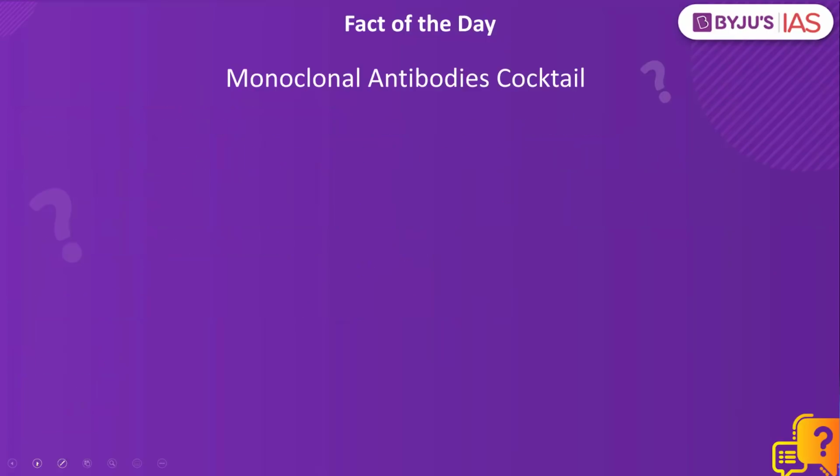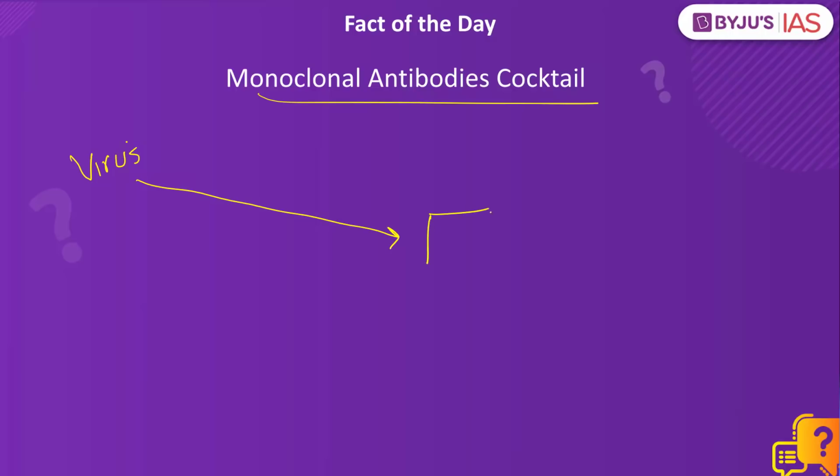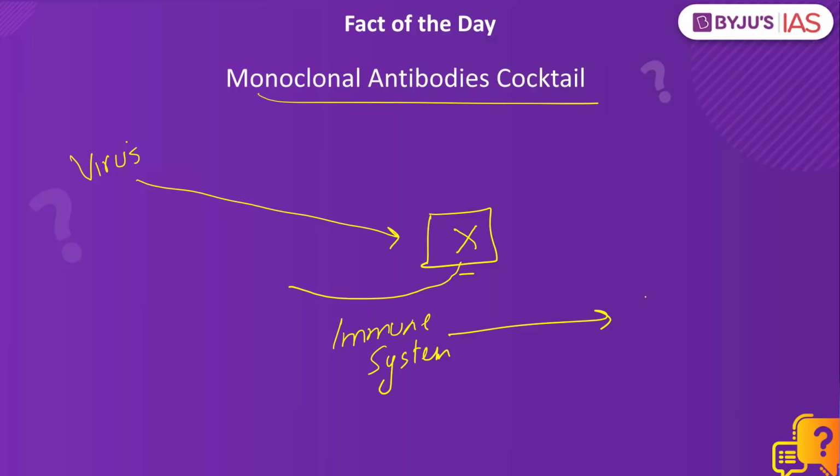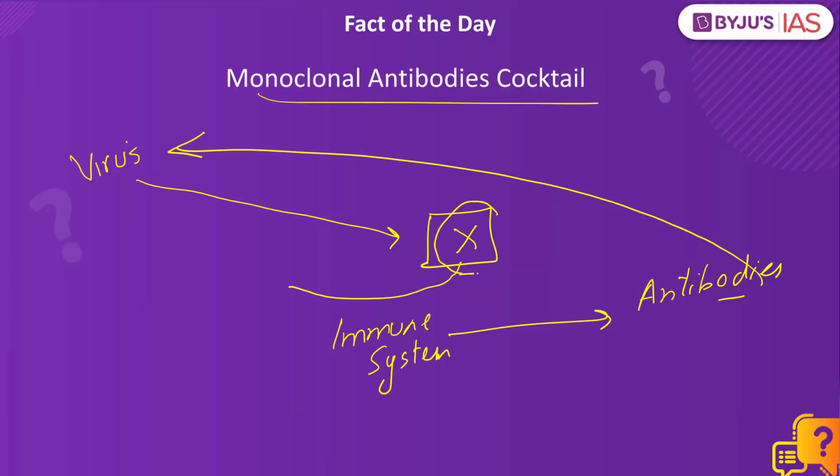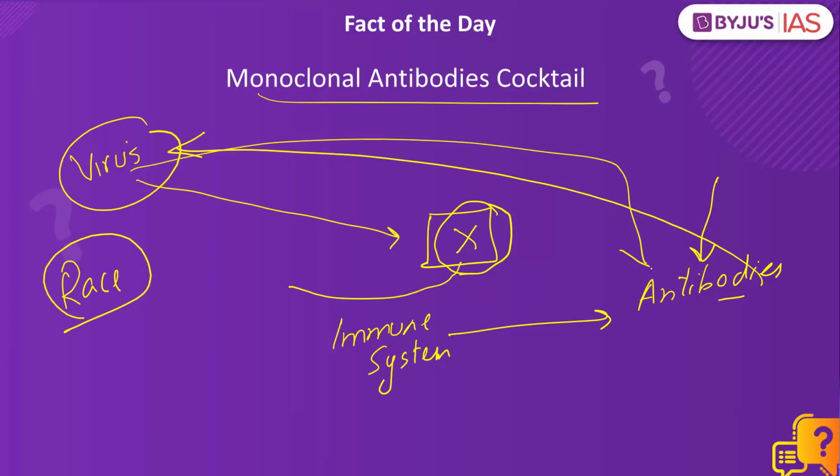Now let's look at the fact of the day, monoclonal antibodies cocktail. To put it simply, here is a virus and this virus is attacking an individual X. Now how is this individual X going to react to this virus? This individual's immune system will become active, will start developing antibodies, and these antibodies will fight the virus. Some individuals are able to produce these antibodies faster. Some individuals are able to produce these antibodies at a slower rate. So now this is basically a race between the virus and the antibodies generated by the individual's immune system. Whichever is faster is able to win this race.